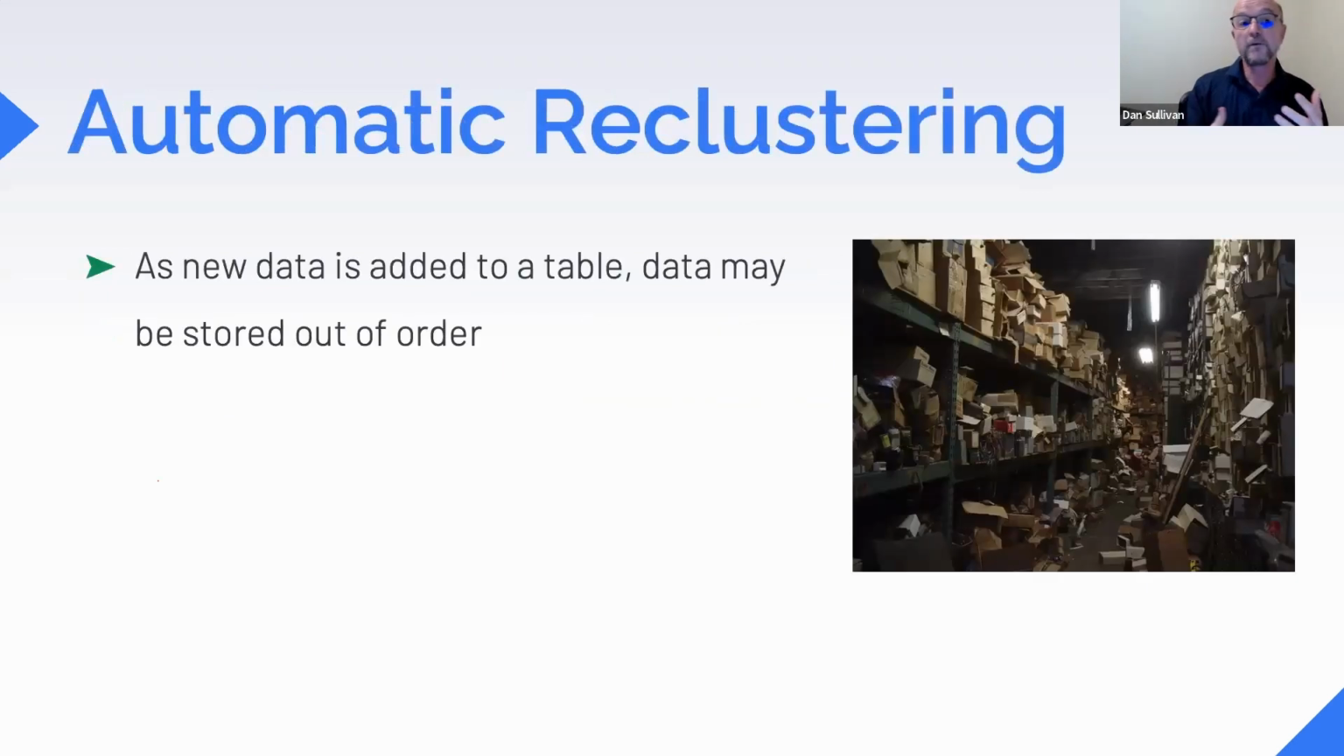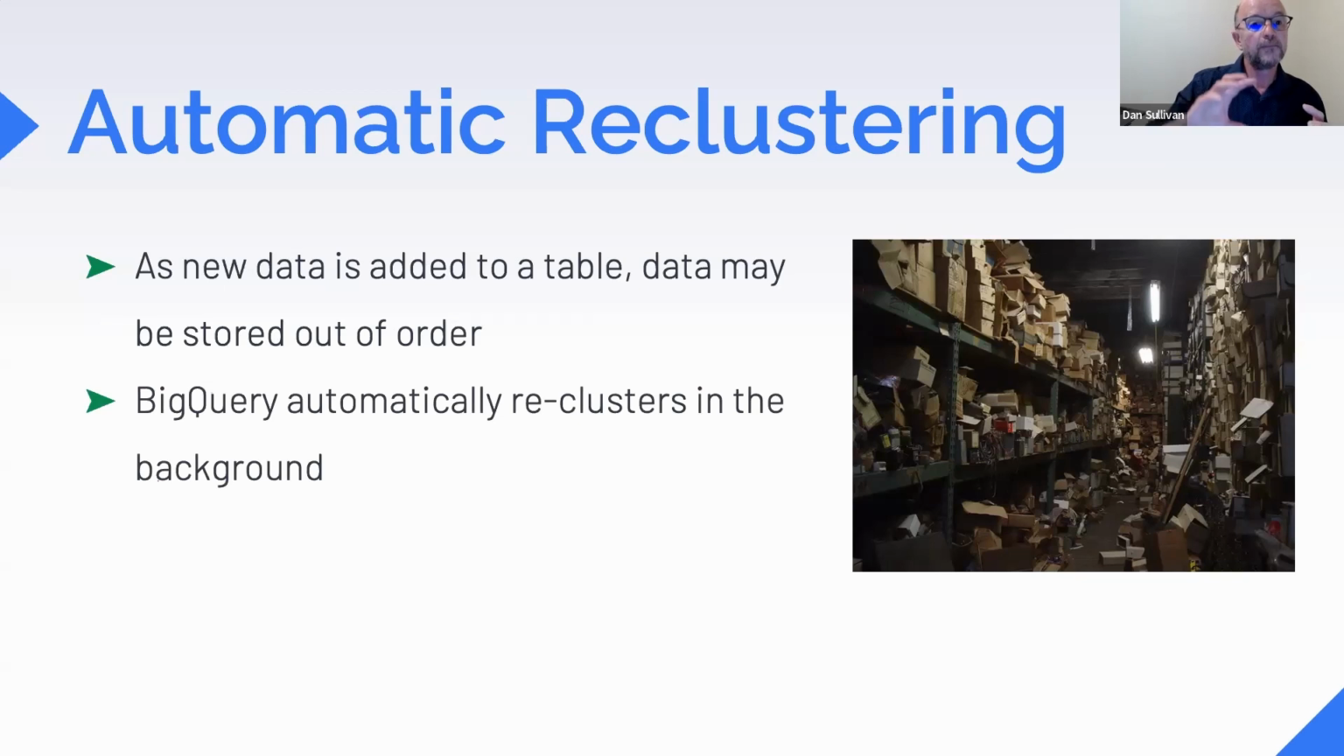Now, you might wonder with clustered tables, what about new data that gets inserted that might be in the middle of a block of data? That can happen. It's not really a problem, it's just a feature of the way systems work. As new data is added to the table, it may be out of order initially, but BigQuery in the background is reclustering. So we don't have to think about it.